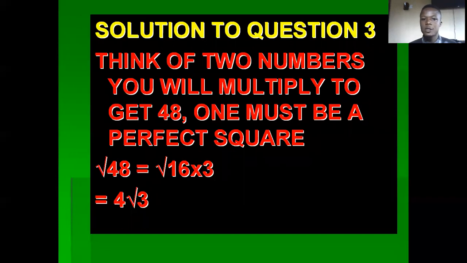Now take a look at question number 3. We are given surd 48 to simplify. You also think of two numbers you multiply together to get 48. One of the numbers must also be a perfect square. And you know that 16 times 3 is the right number. There could be other numbers that can give you that, but it's only 16 and 3 that is suitable because 16 is a perfect square, and the square root of 16 will give us 4. That's why our answer is 4 surd 3.